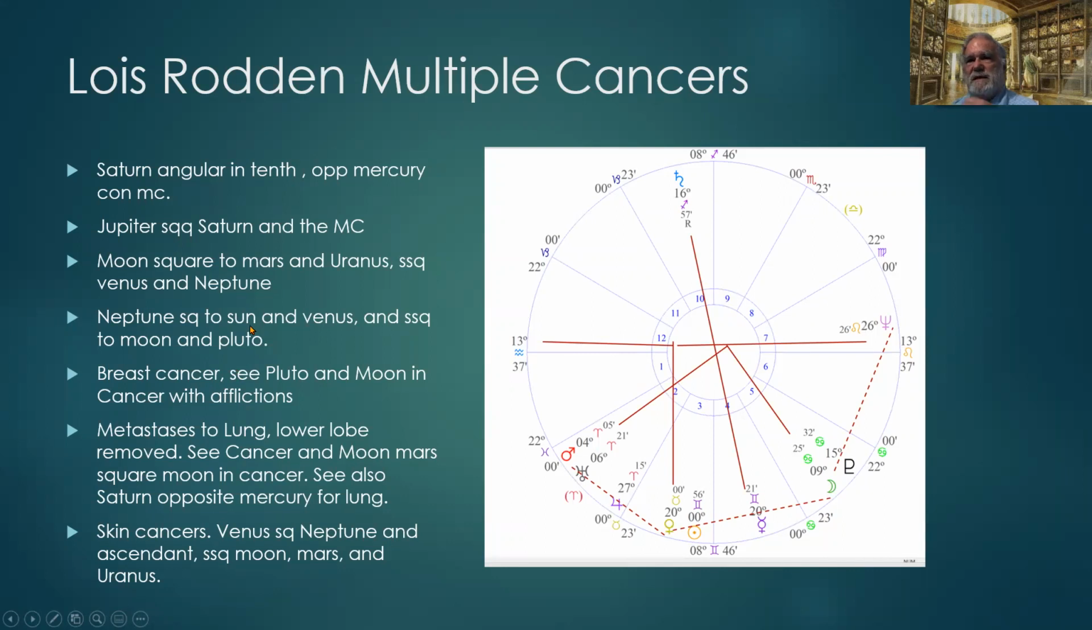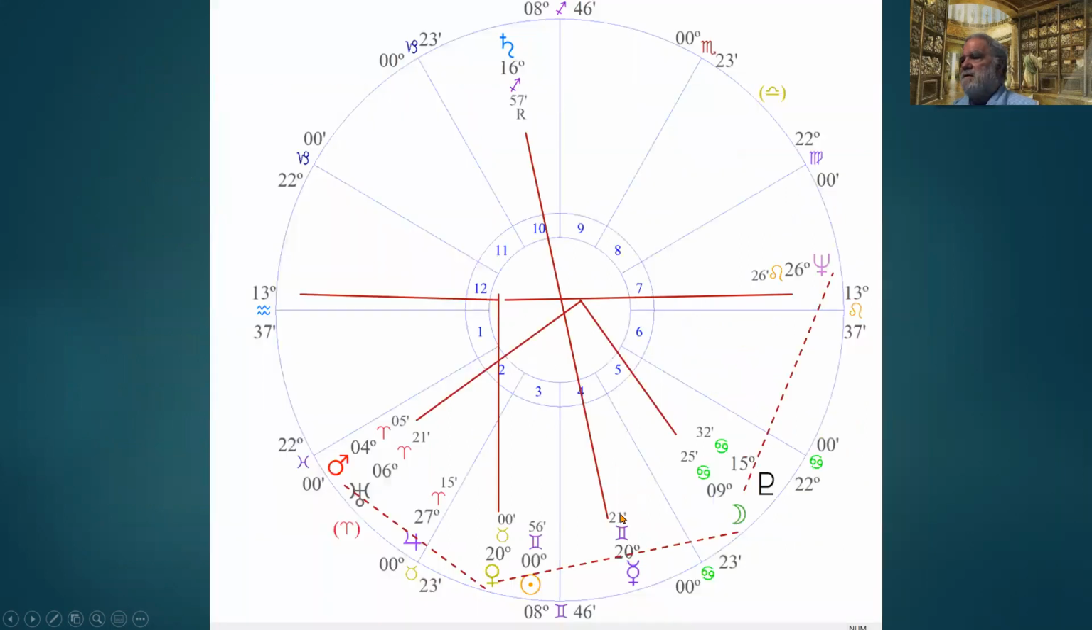And then finally, she had skin cancers, multiple skin cancers. But skin is ruled by Venus, right? So we'll look here, and Venus is square to Neptune, and Venus is square to the ascendant, and then Venus also has a semi-square to Mars over here, semi-square to the moon over there. So she has the constants for cancer, and then it manifests in different tissue types where there's stress as the progressions in those areas occurred.